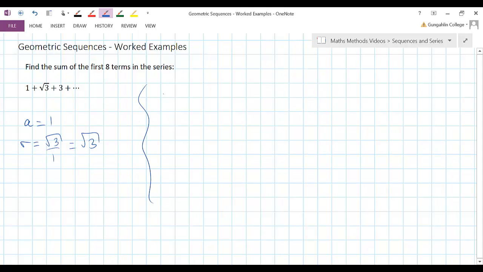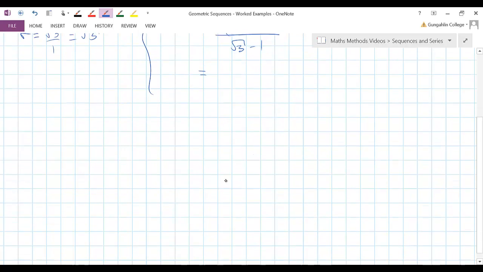I'm asked to find the sum to 8 terms. So the sum to 8 terms is, using my sum of a geometric series formula, a times r to the n minus 1 on r minus 1. That's 1 outside there. My r is the square root of 3. My power is 8. And on the bottom I'm going to have square root of 3 minus 1. Okay, so this one's going to need a little bit of tidying up to be a bit nicer.